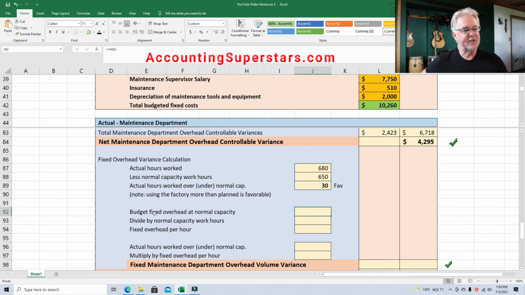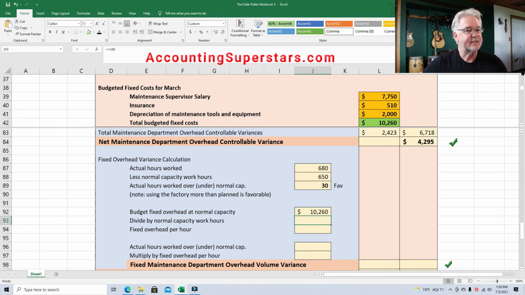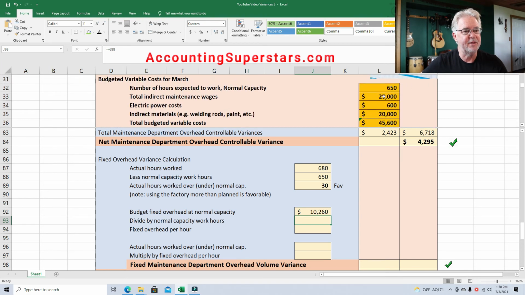All right. So budgeted fixed overhead at normal capacity is $10,260. Divide by the normal capacity work hours. Well, the normal capacity work hours is 650 hours, which is right up there. I'll put that in green too. And we wrote it down right here also. I'll put everything in green. How's that? So the normal capacity hours, 650. So let's do a little division. What this means is overhead gets applied at a rate of $15.78 per indirect labor hour in this case.